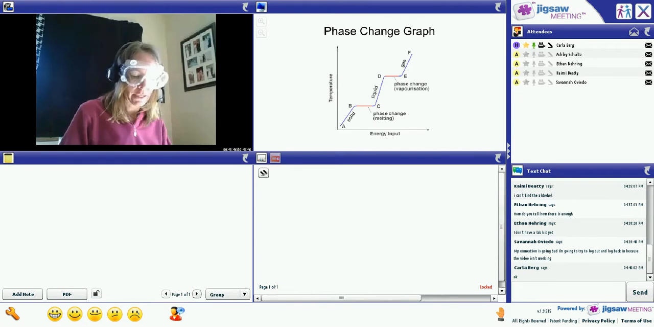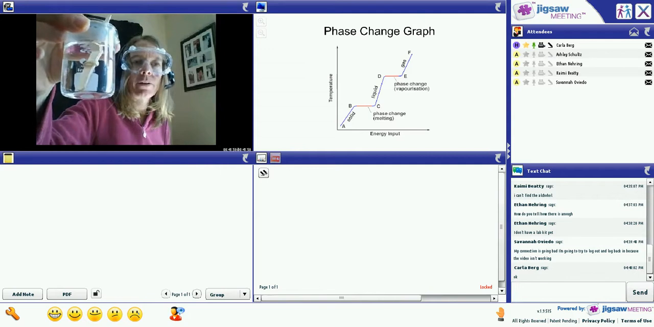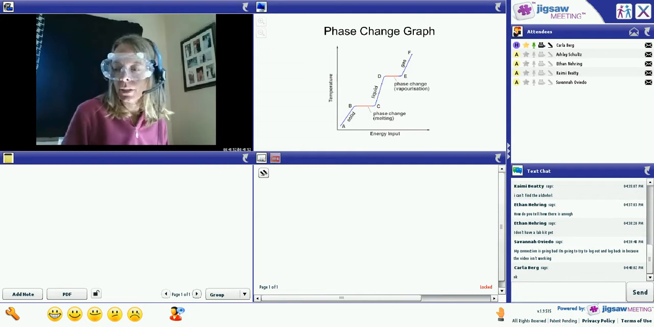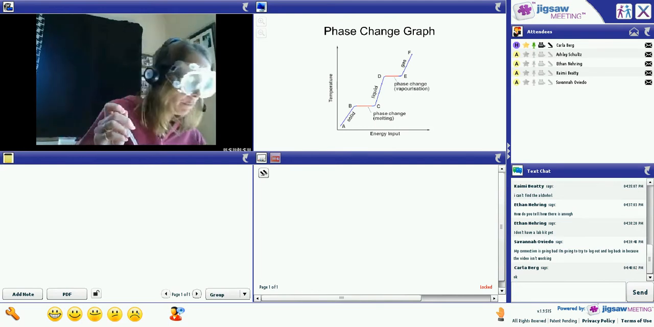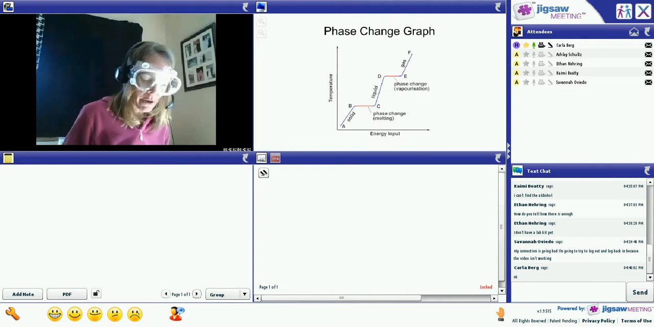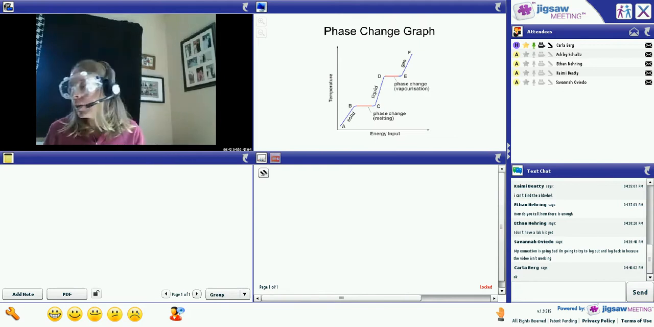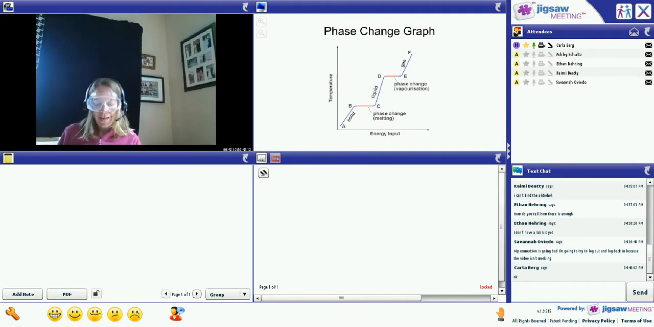You now should have a setup that looks like this, except yours has a thermometer, not a wooden spoon. Now I do have a different thermometer. It's just a little bit different than yours, so I did not want to try to put my capillary tube to it. So now we are going to add water from your wash bottle to the beaker, stirring constantly.